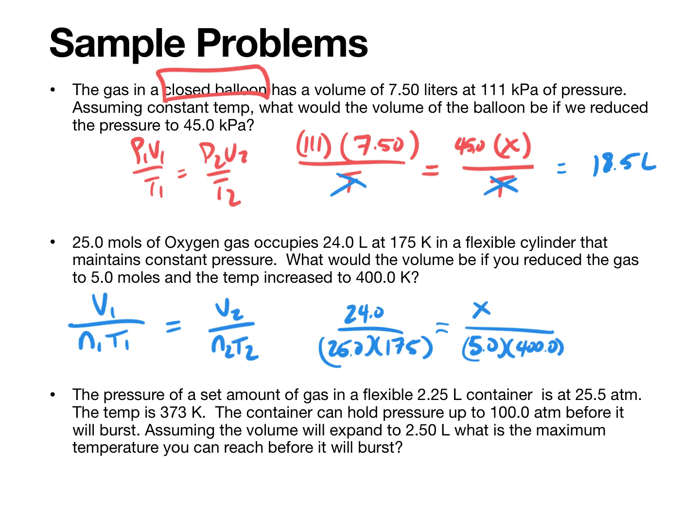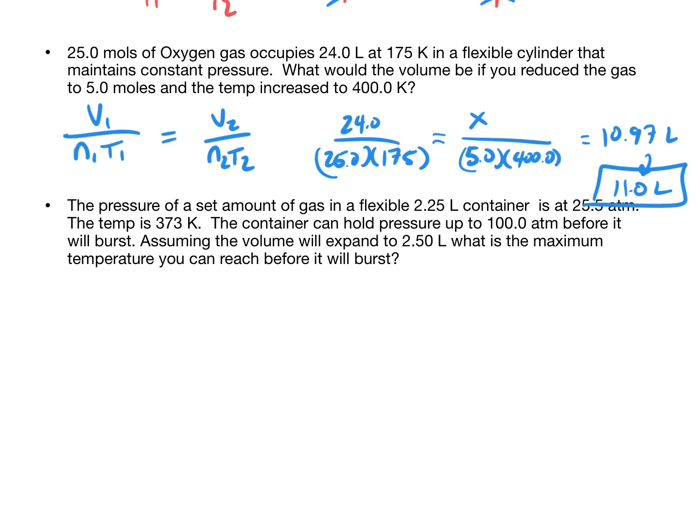Now I'm going to do algebra, do a little cross multiply and divide, and solve for X, and I get a correct answer of 10.97, and I'm going to round that to 3 significant figures, or 11.0 liters. Now let me scroll up a little bit to give myself some room for this last one.